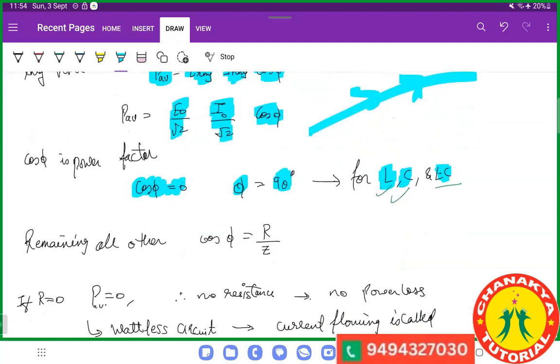So for all others, it can be non-zero, except LC. If it is RL or RC or RLC or just R, which means pure resistive, all this has a common factor, R by Z. And Z can be like those things, the square root of (XL minus XC) squared plus R squared.